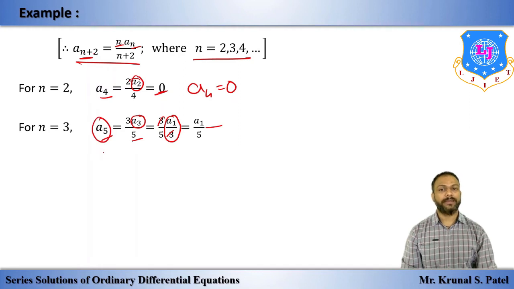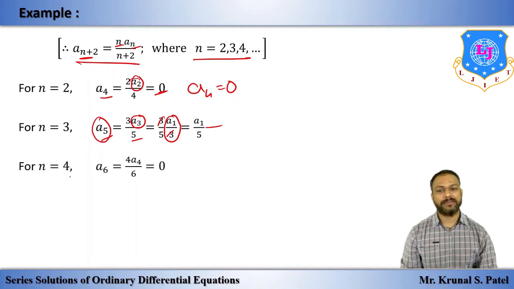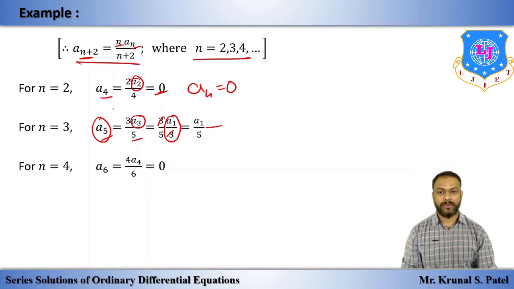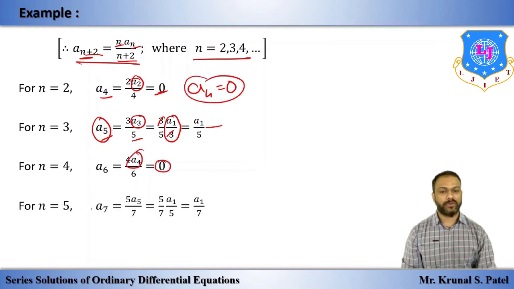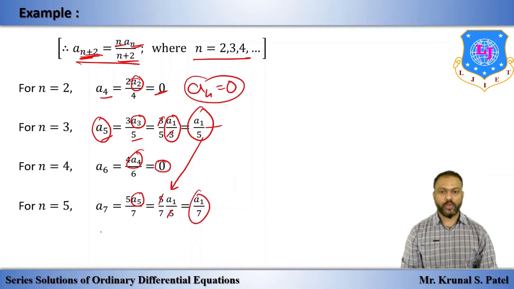This is the value of a5. Similarly, we put n equal to 4, so we will get a4 here, 4a4 by 6, and a4 is 0, so this term is also 0. Now we will put n equal to 5, so 5 plus 2 is 7. This is a5, and we have the value of a5 as a1 by 5, so we will put it here. By cancelling out this 5, we have a1 by 7, and so on.